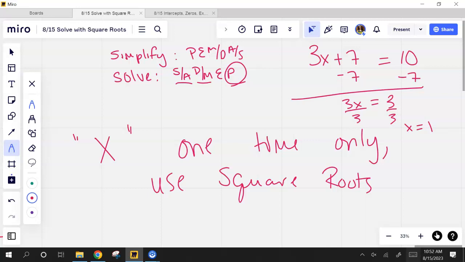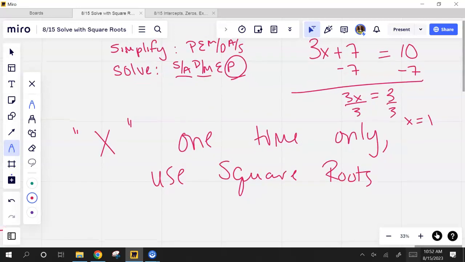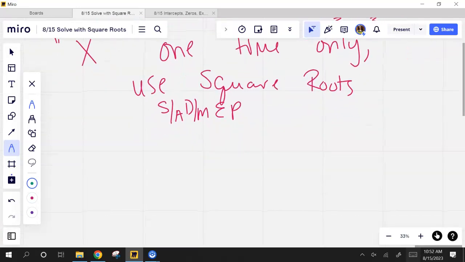So taking that bit of knowledge that I solve with SADMAP, I'm going to do the same thing using square roots. So I'm going to use SADMAP. When you see x only one time in your equation, it's going to have a square. There's going to be a square somewhere in there, but I'm going to solve using SADMAP. And let me show you what I'm talking about.